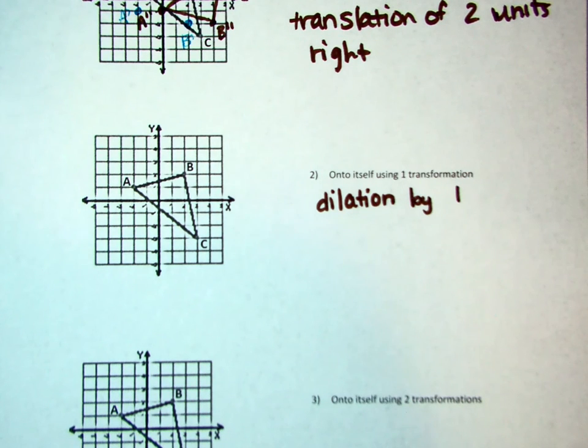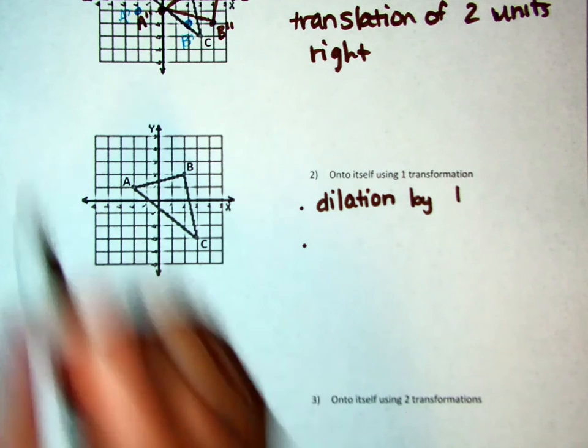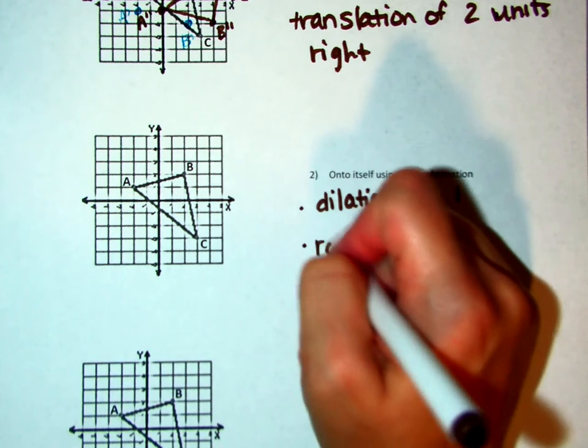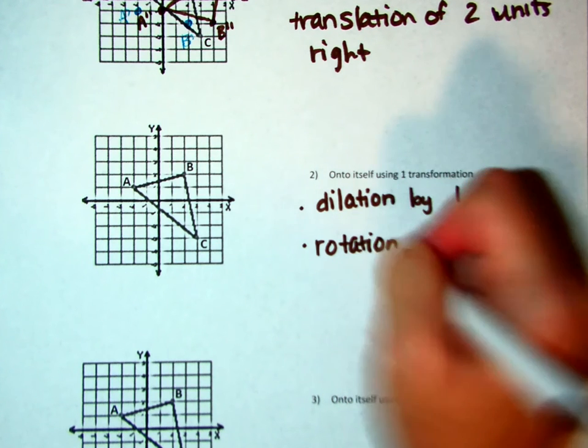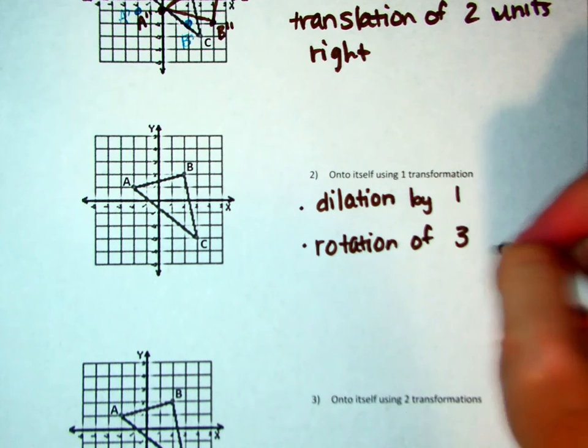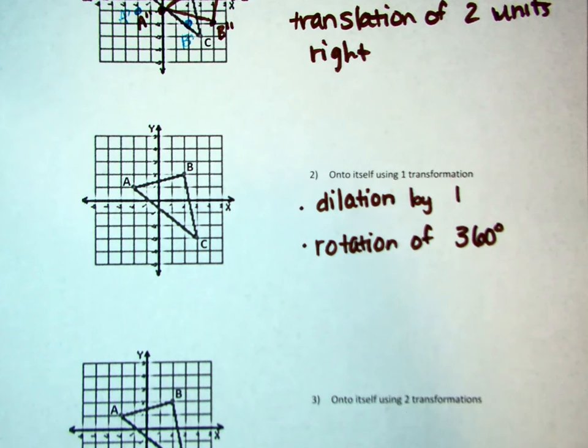Anytime you multiply 1 by something, it's that thing. So when we do 1 times x and 1 times y, it's still x and y. Another option that you could do is a rotation. How much can you rotate this entire object so it maps onto itself? Well, that would be a rotation of 360 degrees. Some would argue that you could do a translation of 0 units up or 0 units right. That one's a stretch, but it's still technically a transformation. So now let's look at number 3.